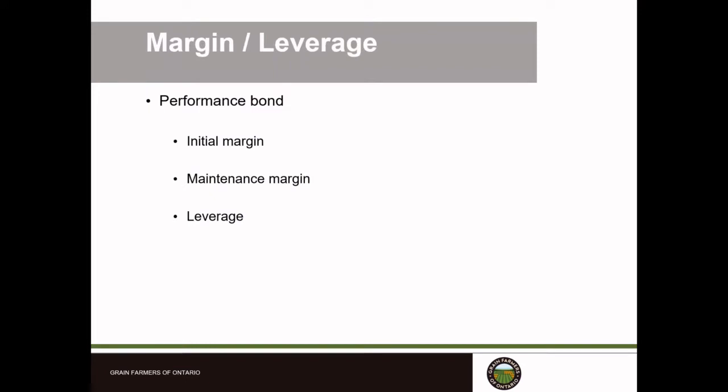Now, margin is basically a performance bond, and again, it can be in the form of cash, or you can even use T-bills in your account to support margin, okay? There's two types of margin that we get.